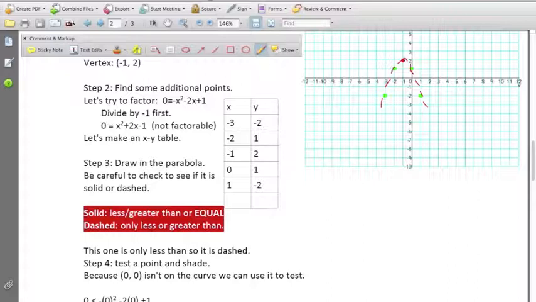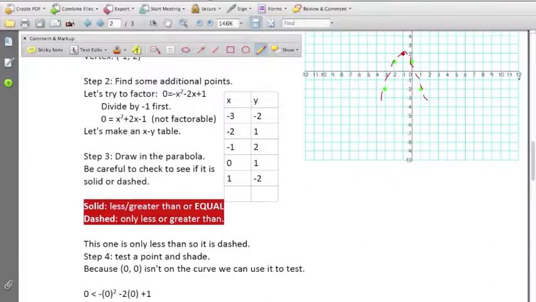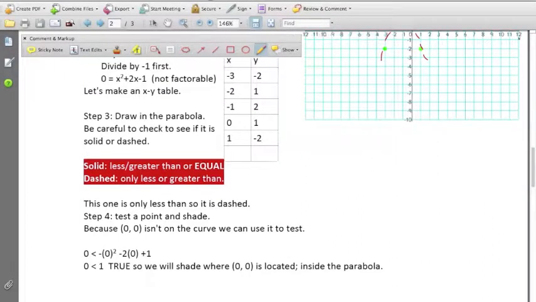The one thing that I cannot do is use a test point that's on my curve. Looking at my graph, 0, 0 is definitely not on my parabola. In fact, 0, 1 is, so that definitely can't have a point right underneath another point. So I'm going to use 0, 0 as a test point.